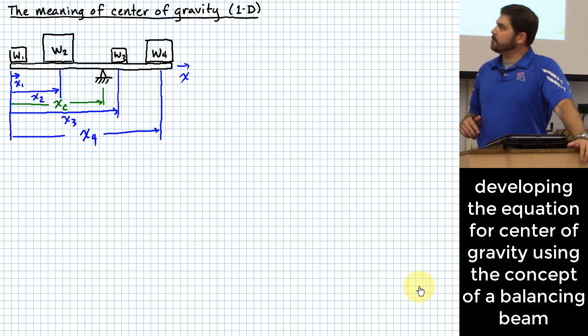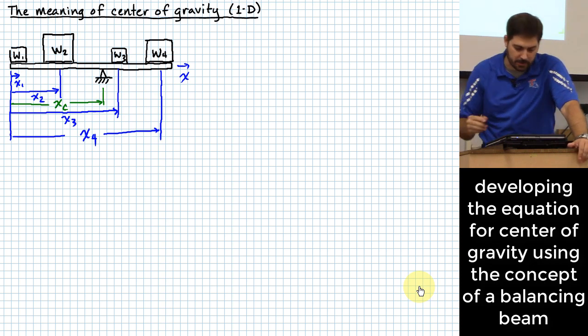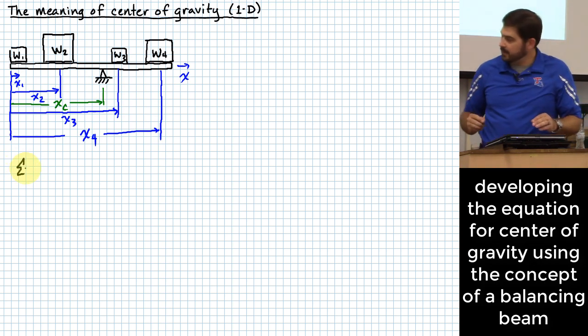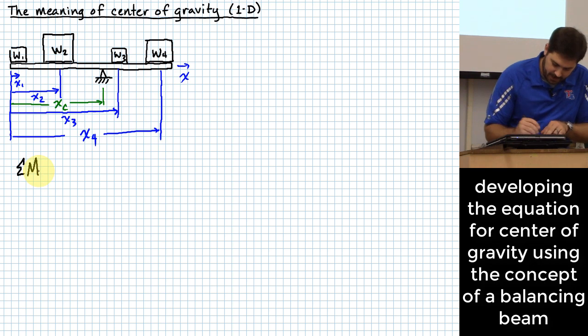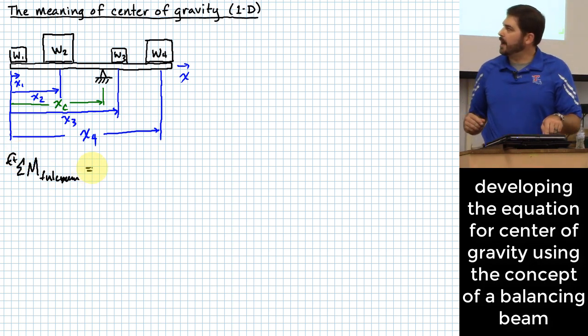Okay, so I could basically figure out how much moment each of these items would create around the fulcrum. So what would that math look like? Okay. Yeah, so summing moments here about the fulcrum, right, I'll take counterclockwise to be positive. How much of a moment would be created by W1?